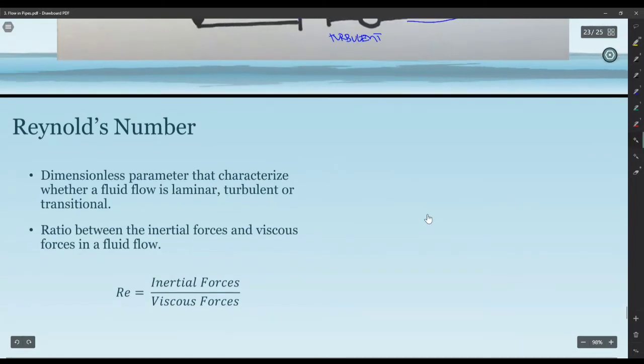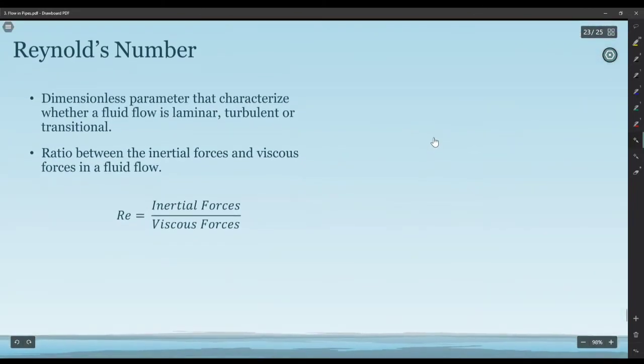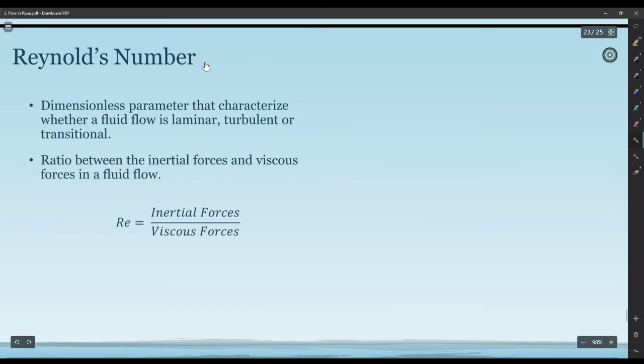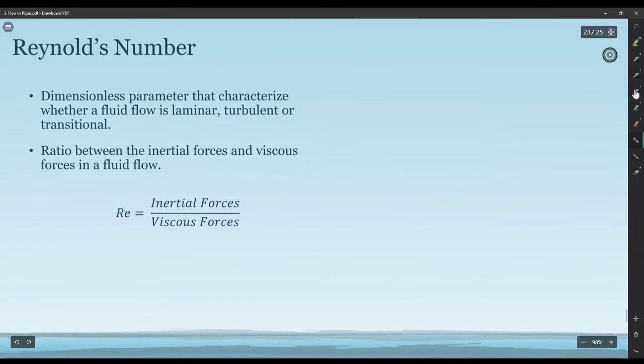So, this is where the concept of Reynolds number comes in. Let's first define Reynolds number. I already discussed this last time in the video lecture I provided, but let's deepen our understanding of it. Reynolds number is denoted by the symbol R sub E. Take note of this. This is a dimensionless parameter, meaning it has no dimension or unit. It characterizes whether a fluid flow is laminar, turbulent, or transitional.